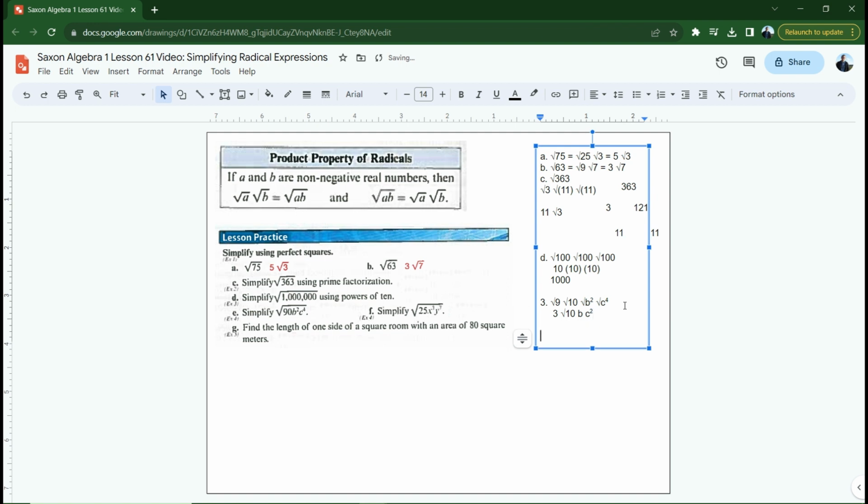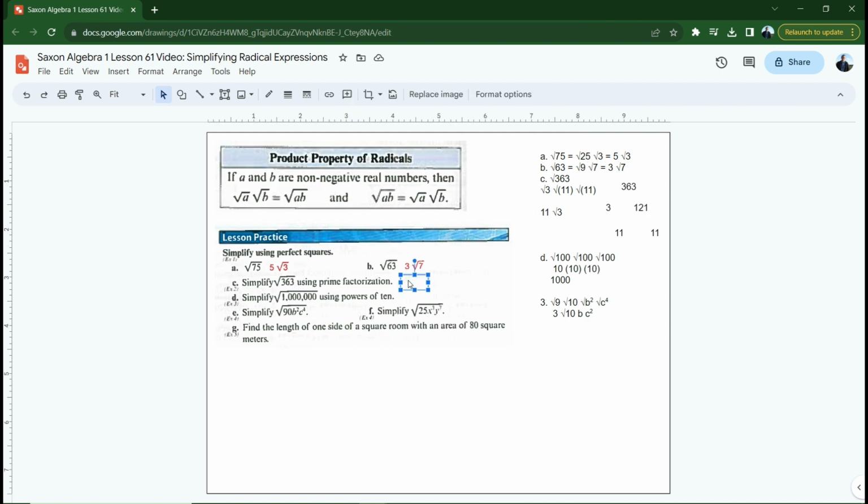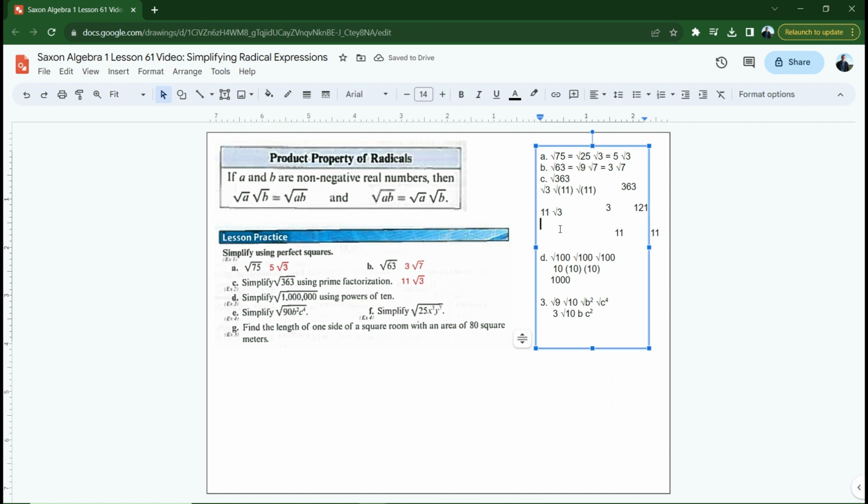So that's my answer, 3 square root of 10 bc squared. Hey, let me just check my last few answers, make sure I got these right. There's 11 square root of 3. Did I lose my answer here? I did, but I had, oh, there it is, 11 square root of 3. I just wasn't looking at the 11. I should move that over a little bit so it lines up.